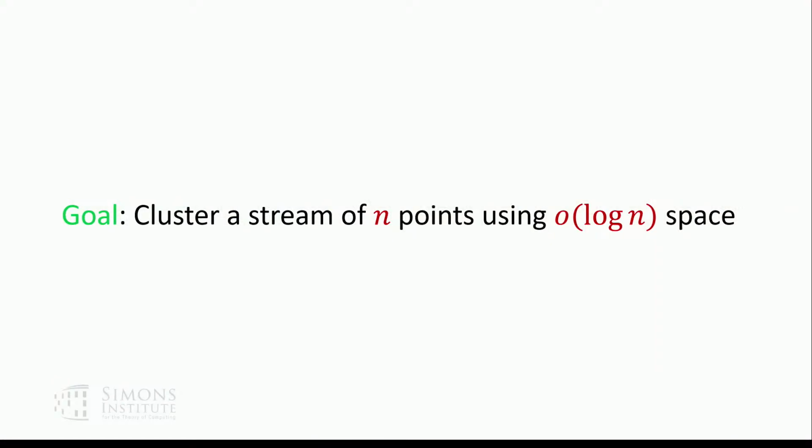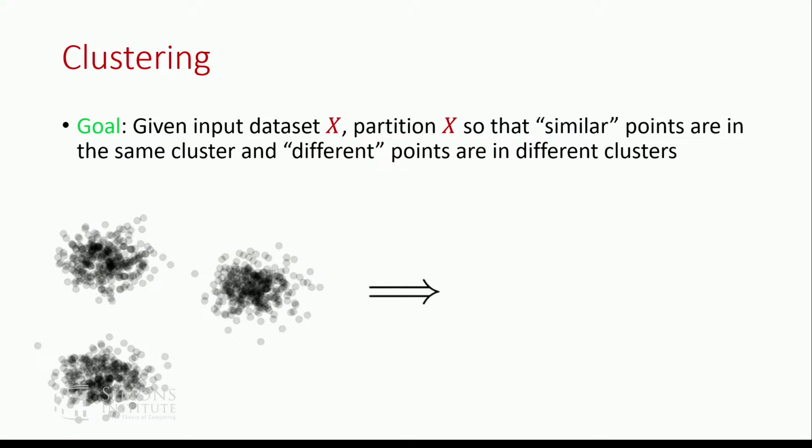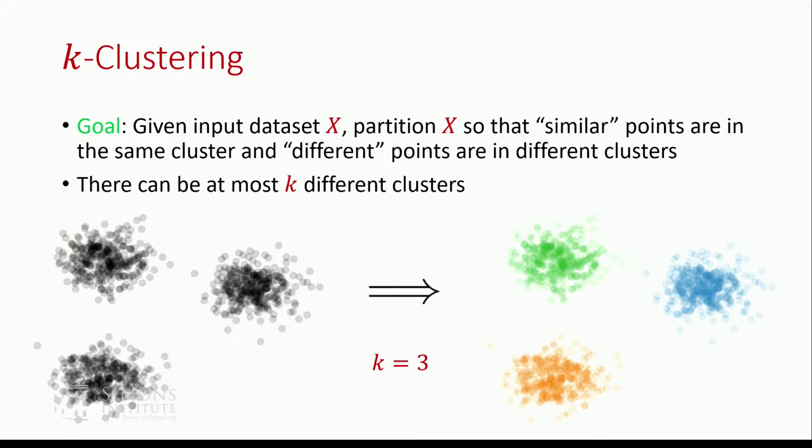Actually, in spite of all of the talks so far, I don't think we've actually introduced clustering. So let me just give a brief introduction, even though a lot of you are probably familiar. We have an input data set X, that's what appears on the left of your screen. The goal is to partition X so that similar points are in the same cluster and different points are in different clusters. There are a lot of ways to do this, but the notion we'll consider is called K clustering, where there's a fixed number, K, of clusters that we want to partition the data set into. For K equals 3, the natural partitioning would be into the 3 clusters on the right of your screen.